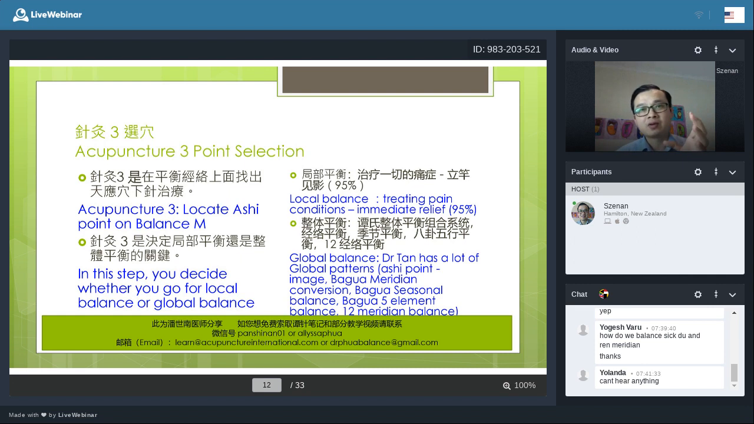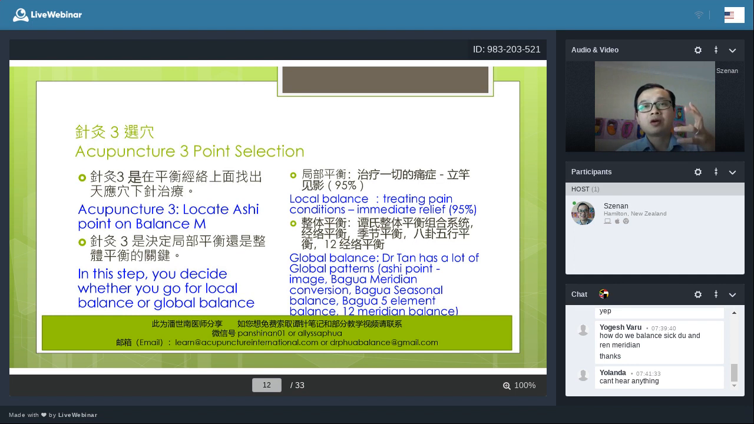For general pain relief, it's good. But when it comes to structure, not as good. Okay? What are the structure issues? Torn ligament, muscle tear, ligament tear. Those are not something acupuncture will be able to help. It can help the pain, but the pain comes back quickly. Those patients need surgery.